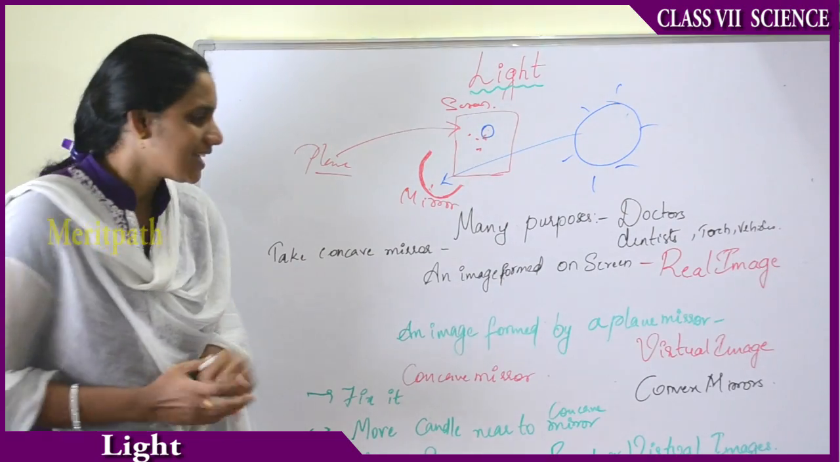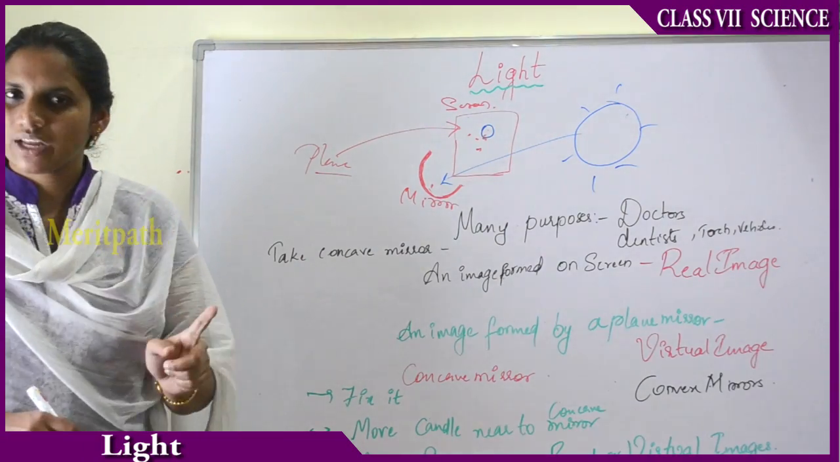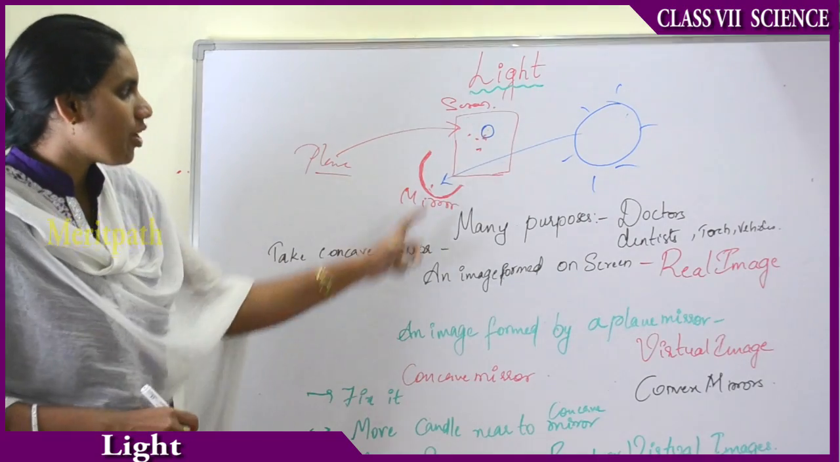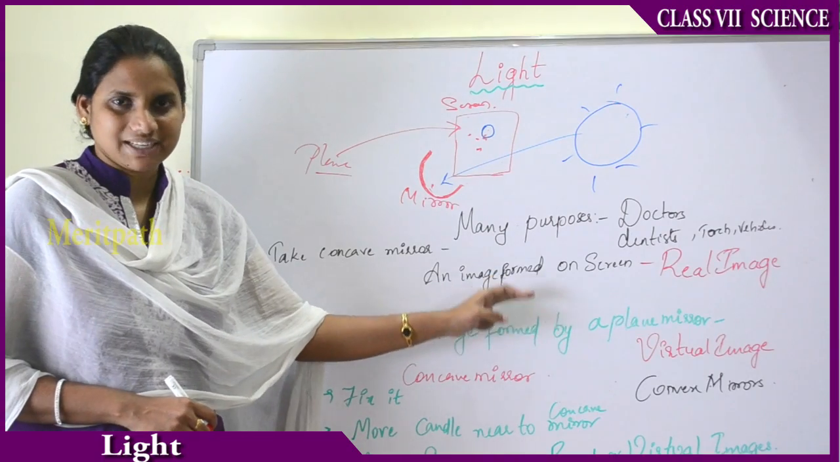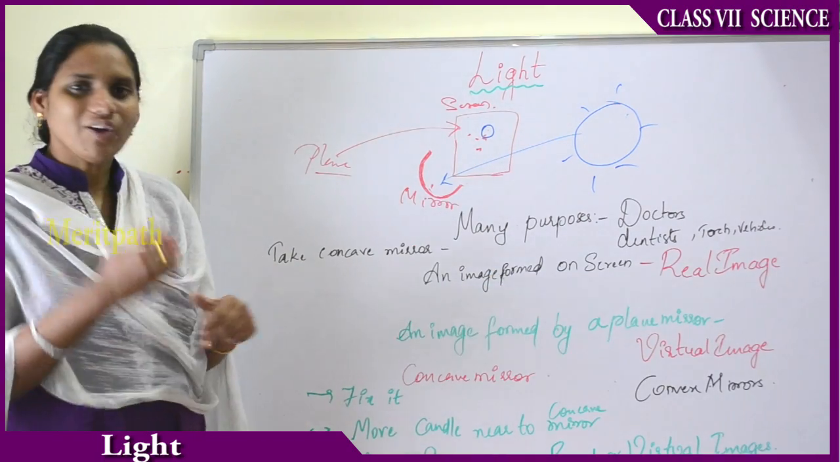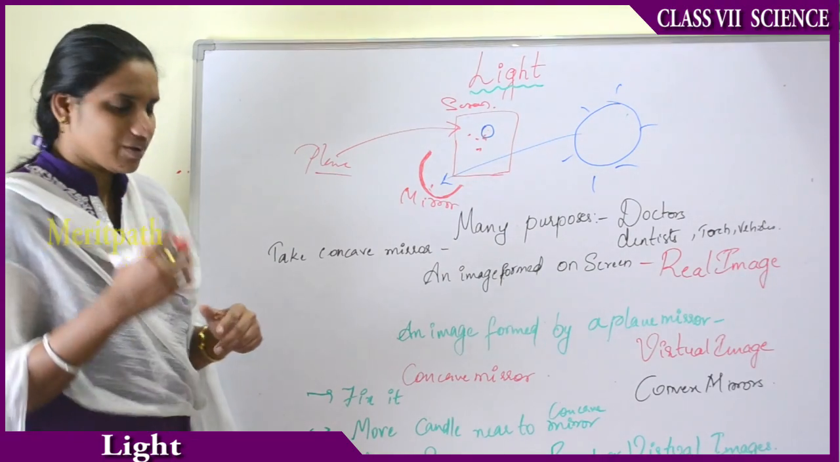Let us discuss. An image formed by a plane mirror is known as a virtual image. An image formed on the screen is known as a real image. I hope you are clear with these two terms, real image and virtual image. Now let us see the mirror we use in vehicles, right?